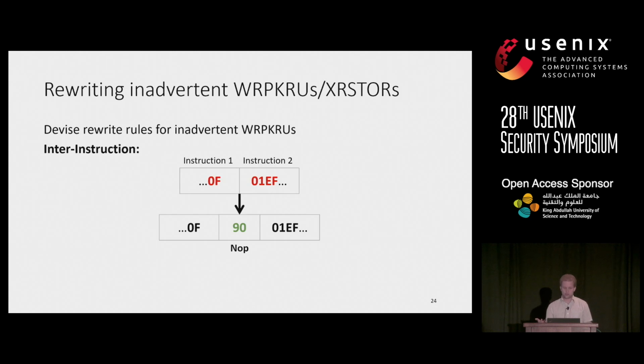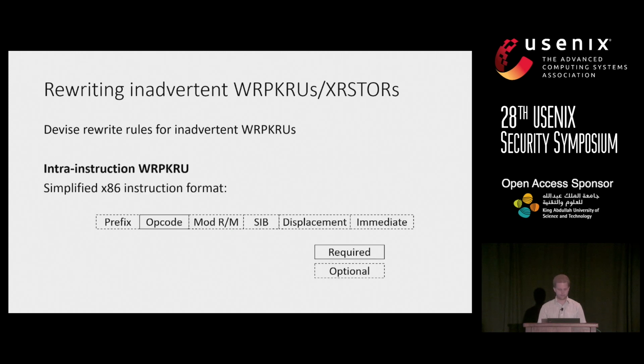In the instance I'm showing here, the WRPKRU occurs across two instructions. A simple rewrite rule inserts a no-op instruction in between the two original instructions, which would break the sequence. Rewriting the sequence within a larger instruction is more difficult. Luckily, the x86 instruction set follows a general format, and we use this format to devise rewrite rules that are independent of the instruction opcode. As a result, the rewrite rules only depend on which part the sequence occurs in.